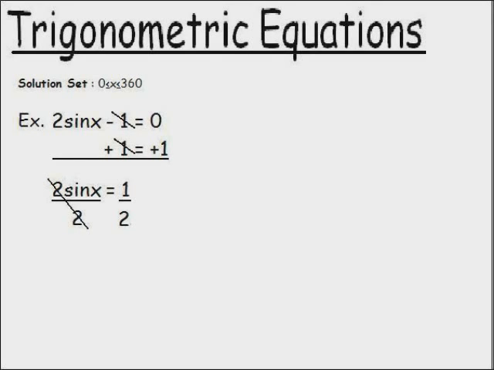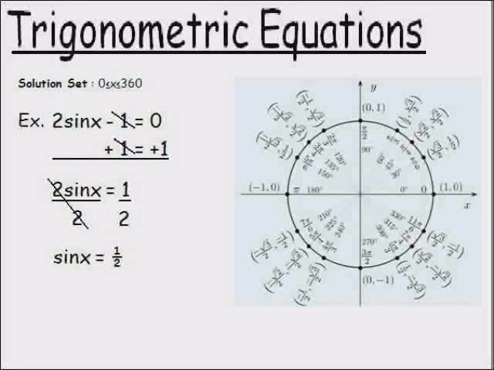Now you would have to refer back to your unit circle, which will appear to the right, and then you would get that x equals 30 degrees or 150 degrees.